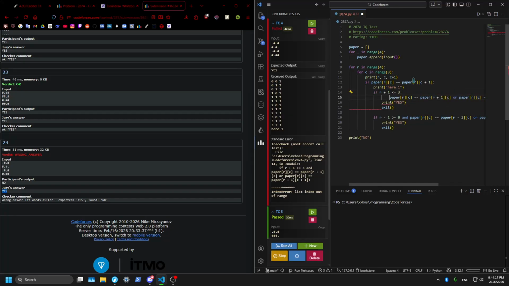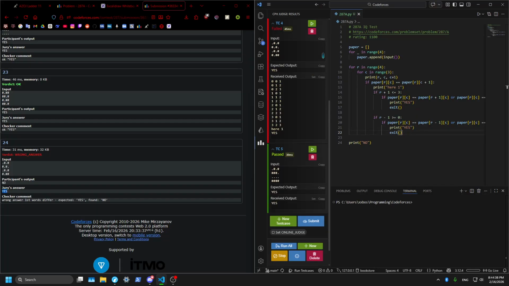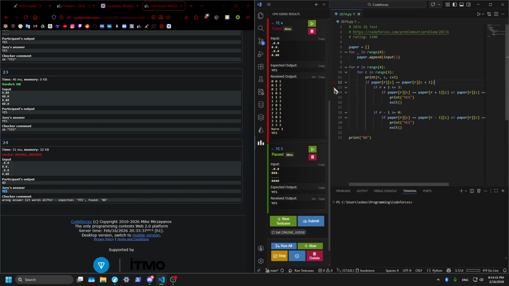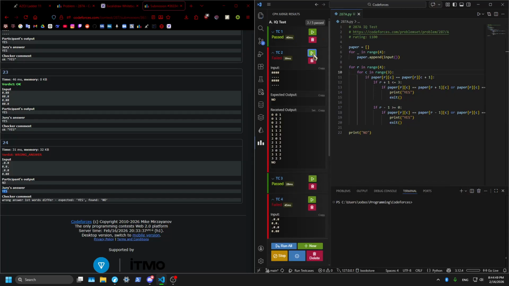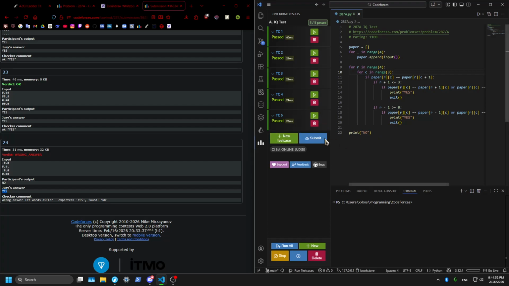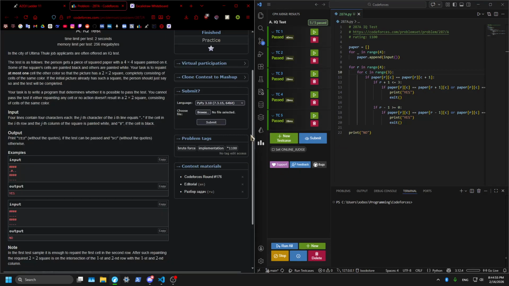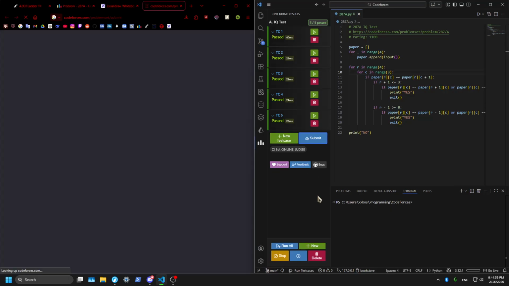Can just do this. Okay, that worked. A little bit annoying. But the print statement here, let's kill that. Passes all the tests now. Should be able to submit it.